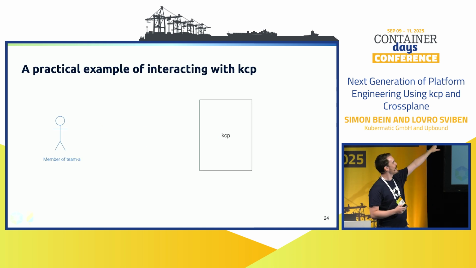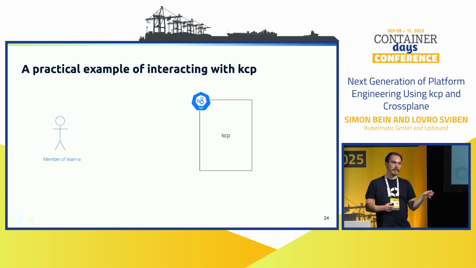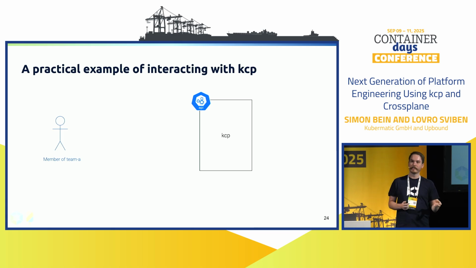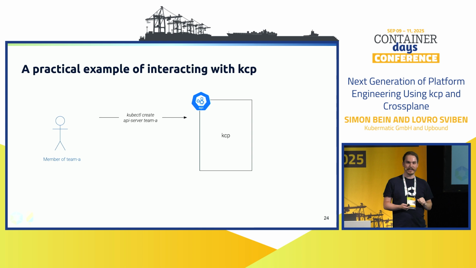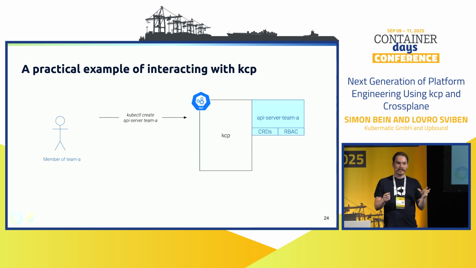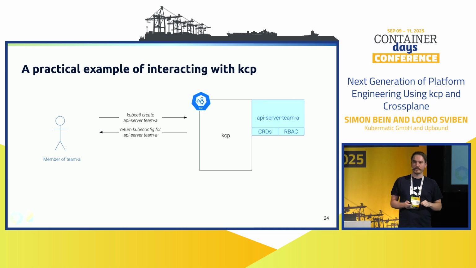In our example, you are the stick figure here on the left. You're a member of an application team, and then larger than yourself is KCP on the right. And the first thing to notice is KCP itself is a Kubernetes API server, meaning you can use kubectl to interact with KCP. Now we also say KCP is the control plane for Kubernetes-style APIs, so it makes sense that you can actually create new API servers there, and then KCP creates it for you, and it gives you back a kubeconfig that is valid for this blue box.